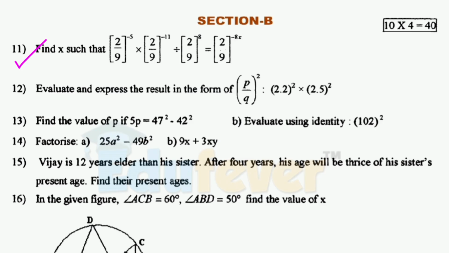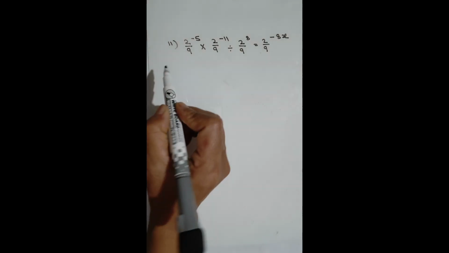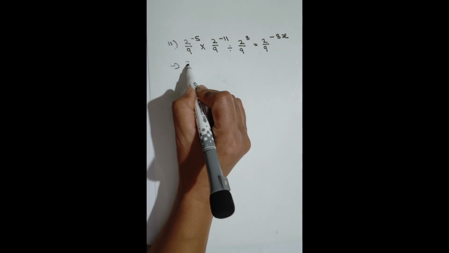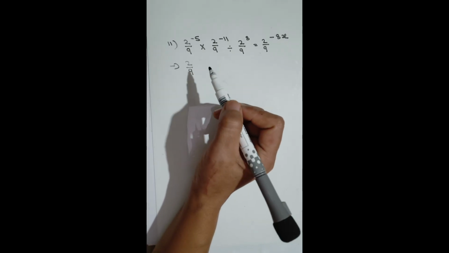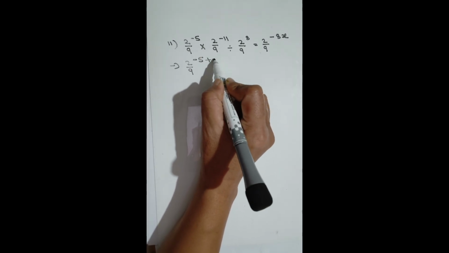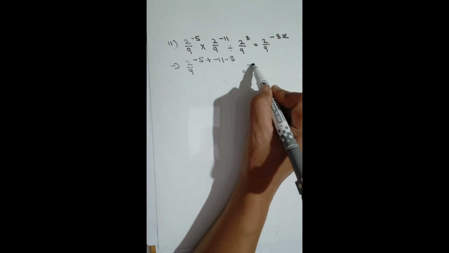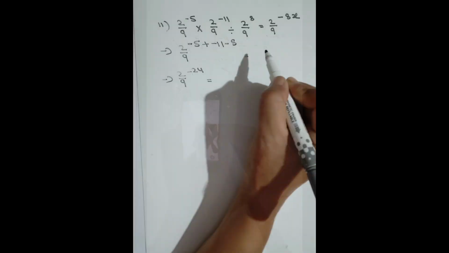So section B starts from question number 11. Since the base is same, we would add the powers. So this gives you minus 5 plus minus 11 minus 8, because the last one is in division, for which we have to subtract. Should be equals to minus 8x.